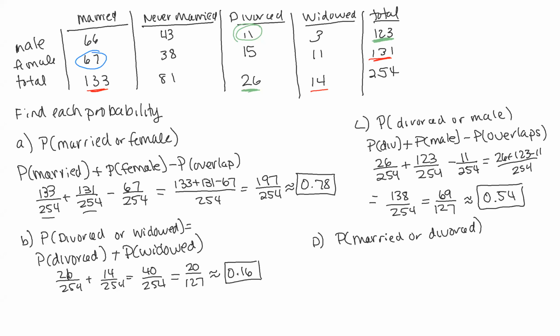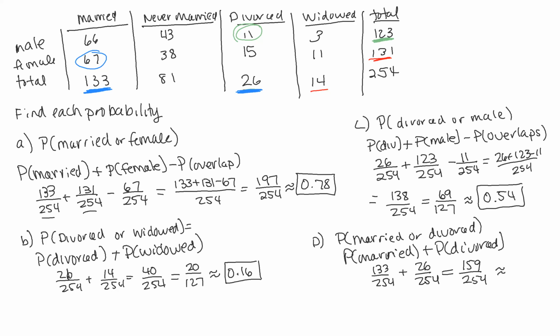Okay, so looking at this table, the people that are married, that's 133 million. The people that are divorced, that is 26 million. There's no overlap here. So we're going to take the probability that somebody's married and add it to the probability that somebody's divorced. There's no overlap. So we're going to get 133 out of 254 plus 26 out of 254. And then when we add that up, we get 159 out of 254. That does not reduce, but we can write it as a decimal and we would get 0.63.